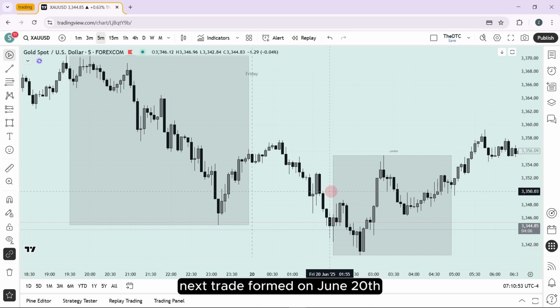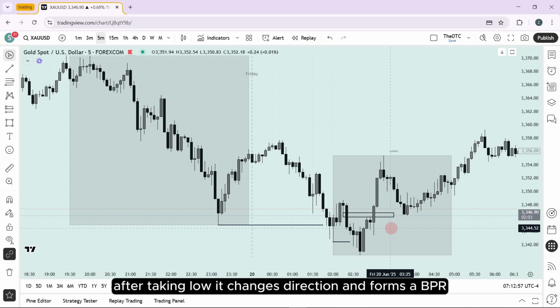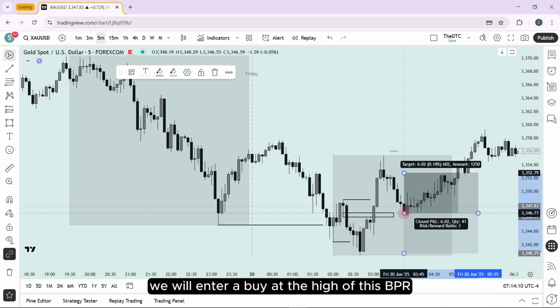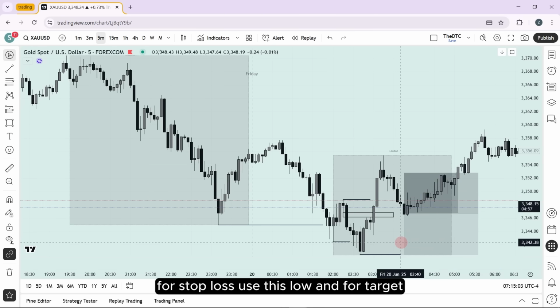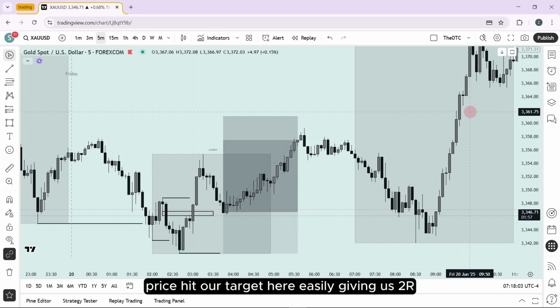The next trade formed on the 20th of June during the London session. The market takes this low, which was formed on the first candle of the session. After taking the low, it changes direction and forms a BPR, while also making the structure shift. We will enter a buy at the high of this BPR. For stop loss, use this low, and for target, keep the risk to reward fixed at 1 to 2. Price hit our target here easily, giving us 2R. Let's move on to the next one.